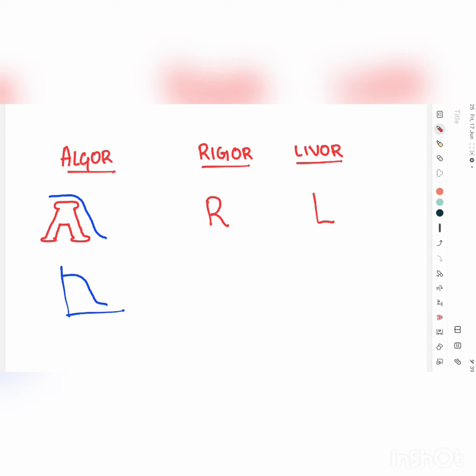I have written R here, but I have to make a small change and make it horizontal. This is our R now. And our graph for Rigor will look like this. Yes, it's again that easy. The graph for Rigor looks like this.